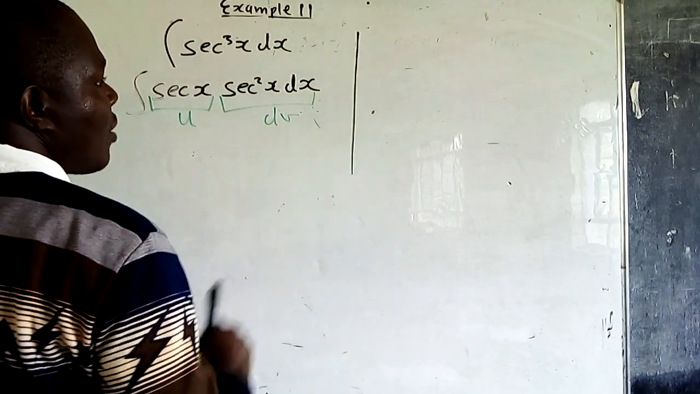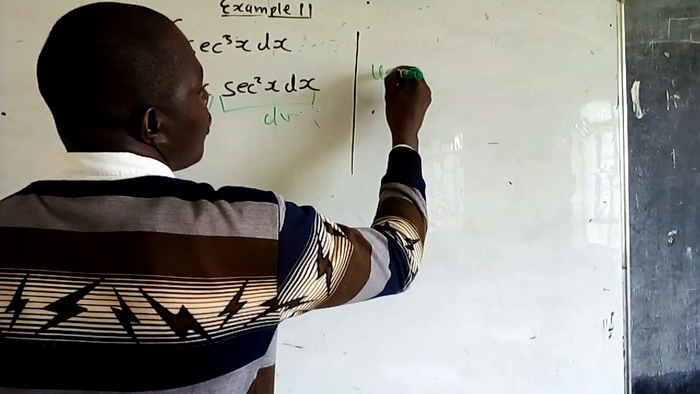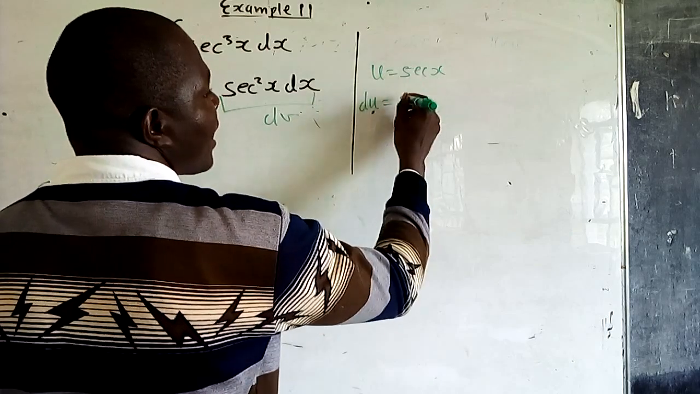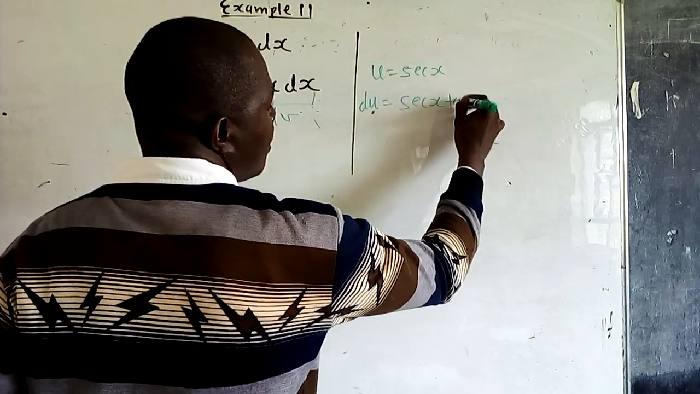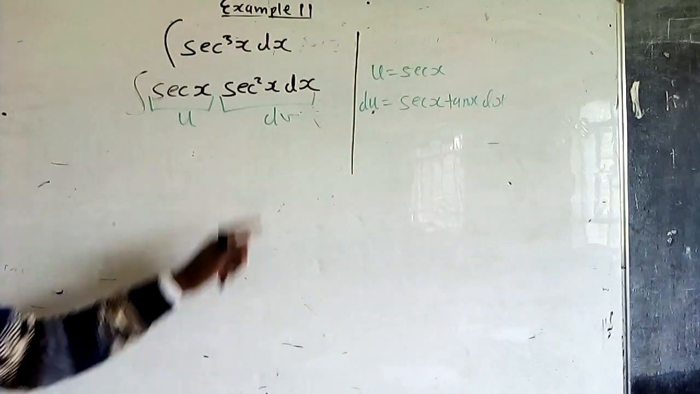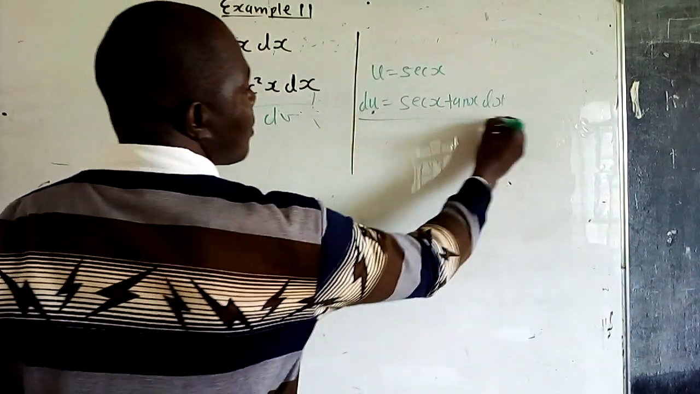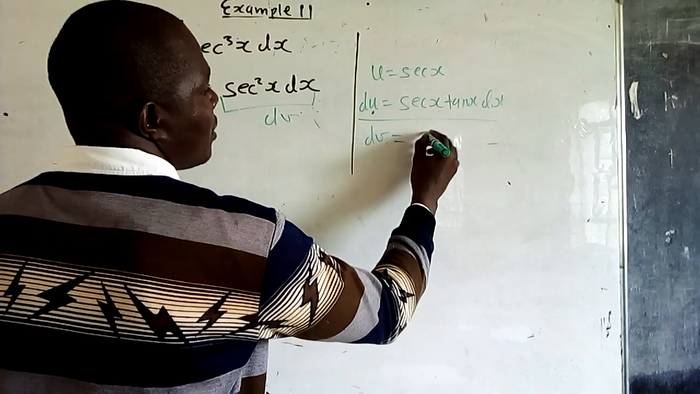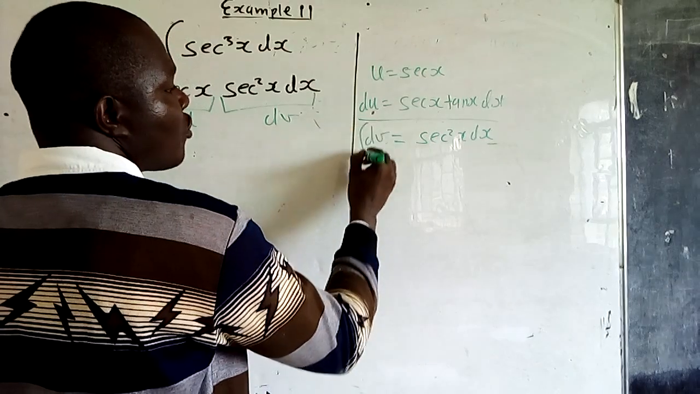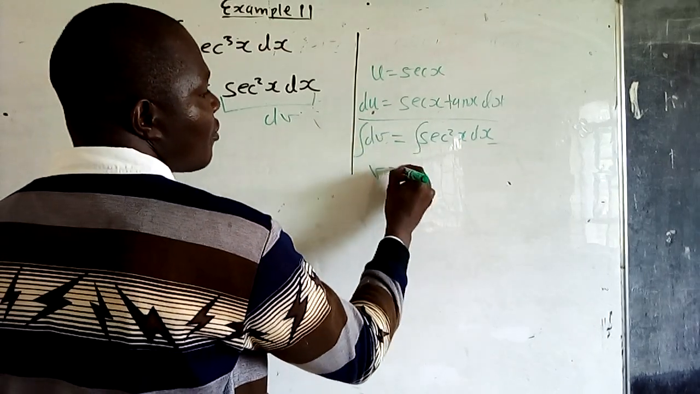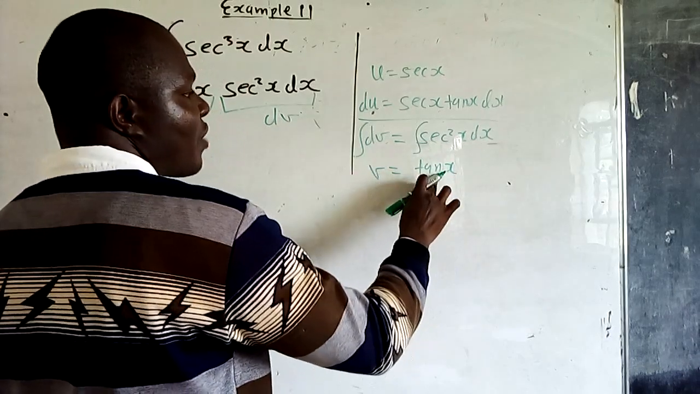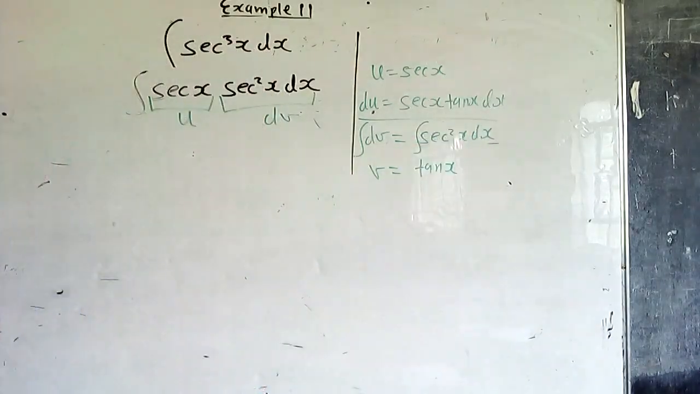From there you now have u equals sec x. Then if you differentiate sec x, you get sec x tan x, and your dx goes on the other side of the equation. Then your dv is sec squared x dx. You integrate both sides to get v. So v is, if you integrate sec squared x, you get tan x, because if you differentiate tan x, you go back to sec squared x.